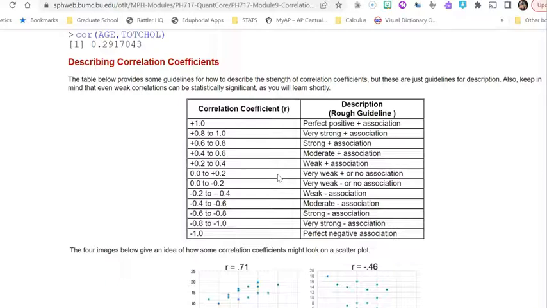There's debate on this, and different people will tell you different things. Some schools of thought believe that for very strong you need 0.85. Some think that very strong is 0.75. This is a pretty good gauge right here.